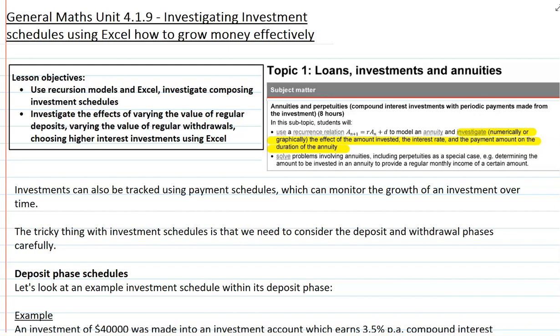Alright, so investments can be tracked using payment schedules, very similar to when we looked at reducing loan schedules. And this can monitor the growth of an investment over time. The tricky thing with investment schedules though is that we have to consider deposit and withdrawal phases carefully, whereas in reducing balance loans, we only had to consider one phase of paying off the loan.